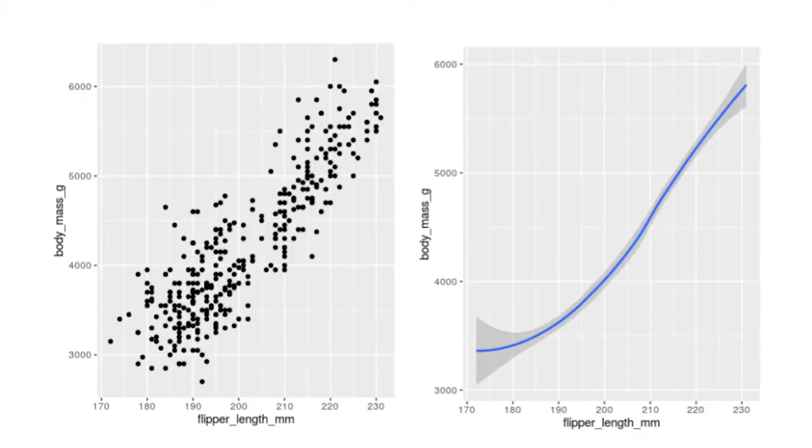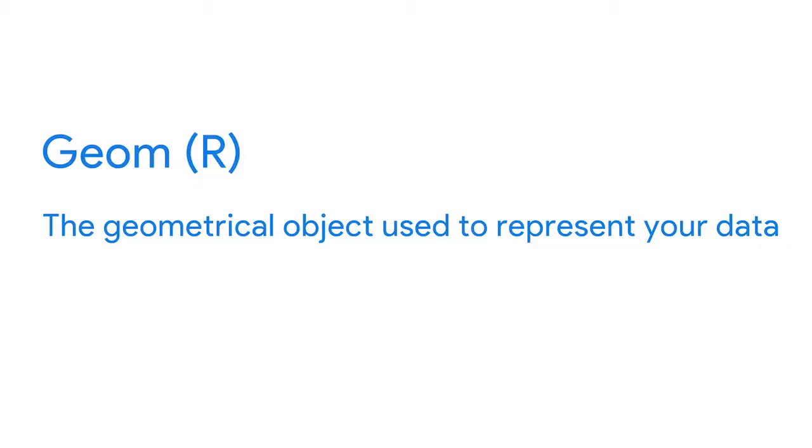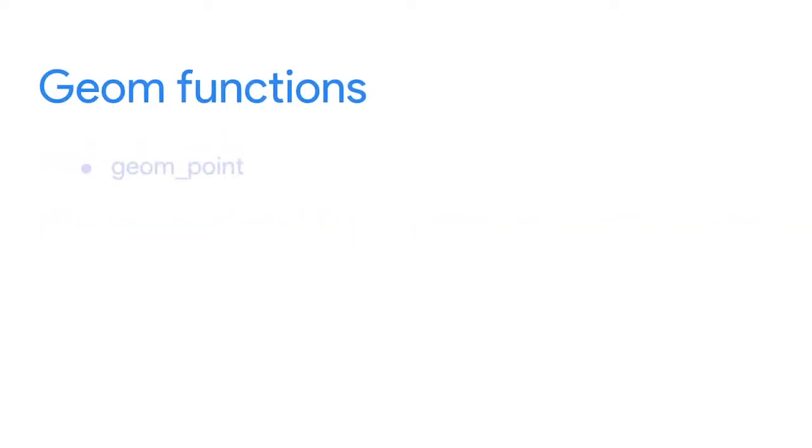Let's start with 2 visualizations. Both visuals contain the same X variable and the same Y variable. Both use the same data, but each plot uses a different visual object to represent the data. One uses points, the other uses a smooth line. In other words, they use different geoms. In ggplot2, a geom is the geometrical object used to represent your data. Geoms include points, bars, lines, and more.